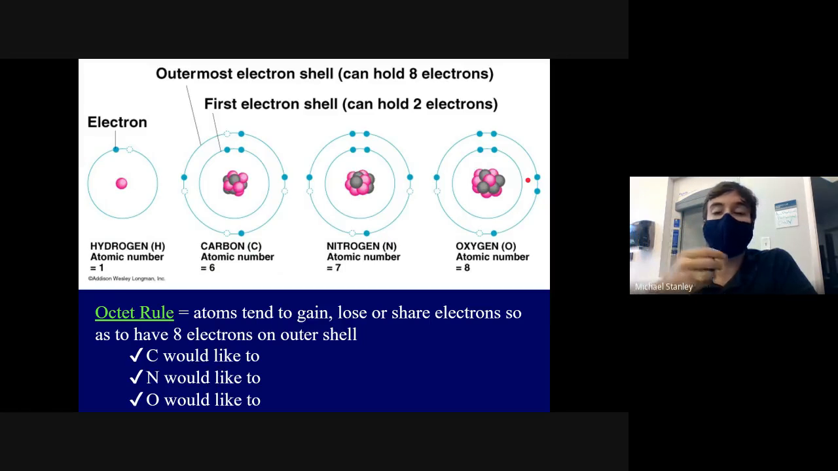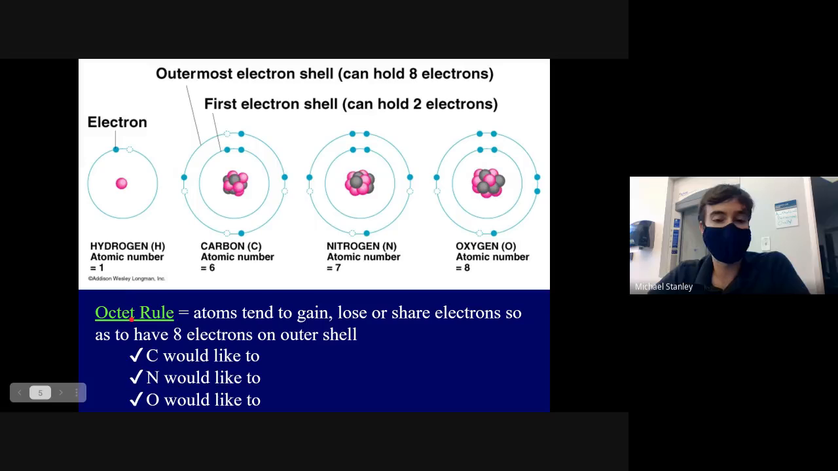One really important reason why we like to keep track of these valence electrons is something that scientists discovered that they named the Octet Rule. So octet is sort of like 8. Like an octagon has 8 sides and an octopus has 8 legs.